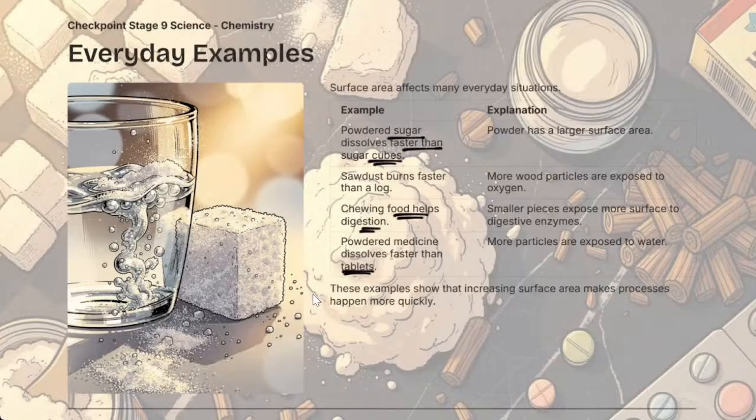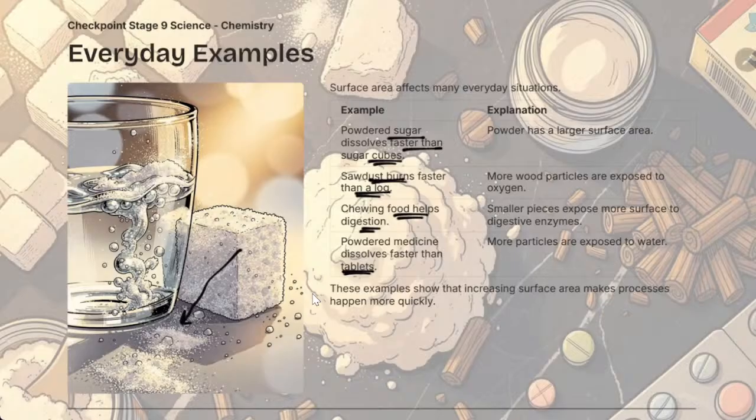So don't let anyone lie to you. Grinding to small pieces, you are actually exposing more particles. So you are increasing the surface area. No, you are not decreasing the surface area. You are increasing. Don't let your mind lie to you. That's why we have sawdust burning faster than a log. It's because more of the wood is exposed, so it can react right now.